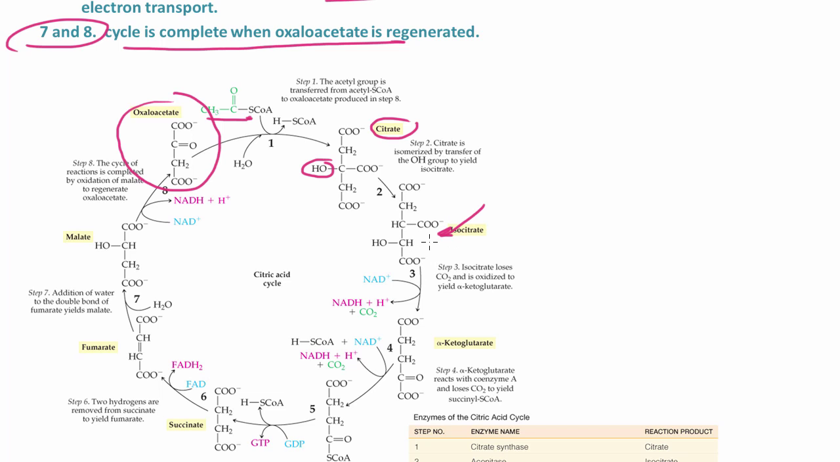Step 3, so here's our isocitrate here, and it loses a CO2. Okay, so it loses this carbon dioxide there, and this is also oxidized. Okay, notice this carbon here. Okay, we have this OH group, so this is oxidized to, right here we see the keto group. Okay, and this is done with our oxidizing agent NAD+.